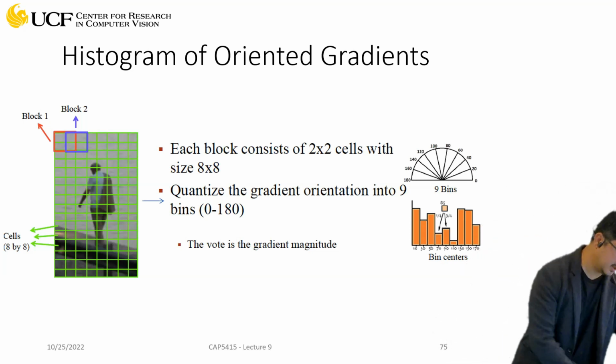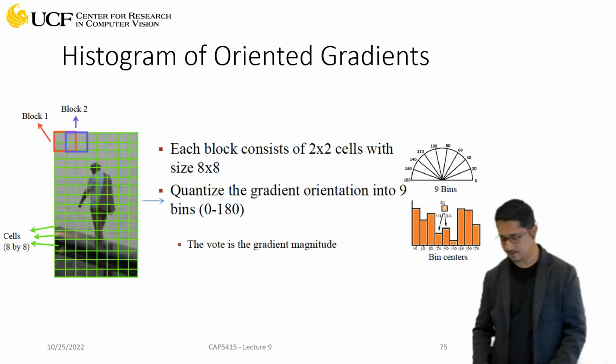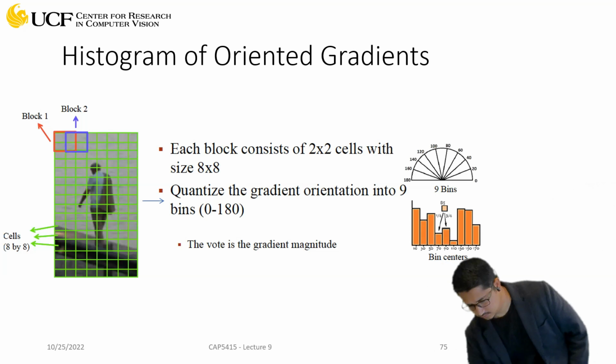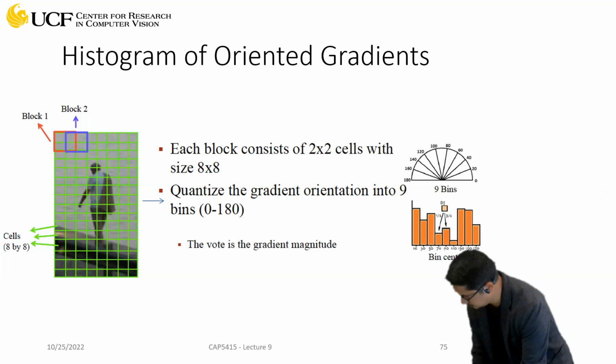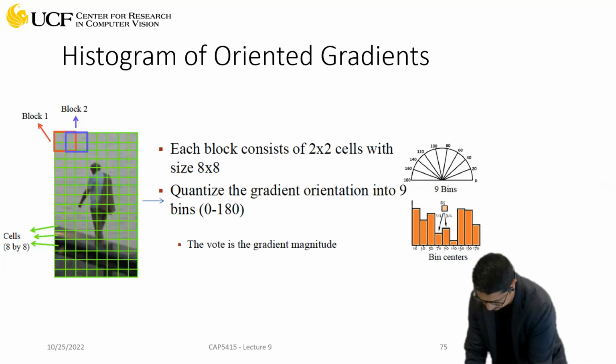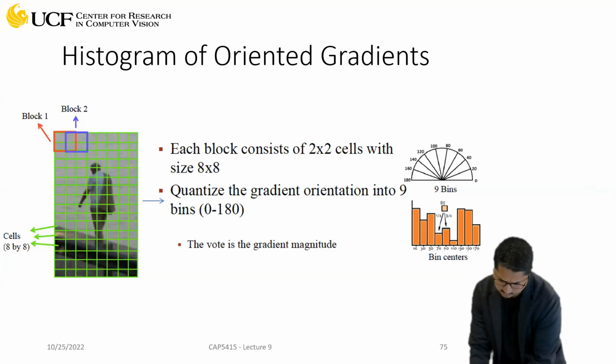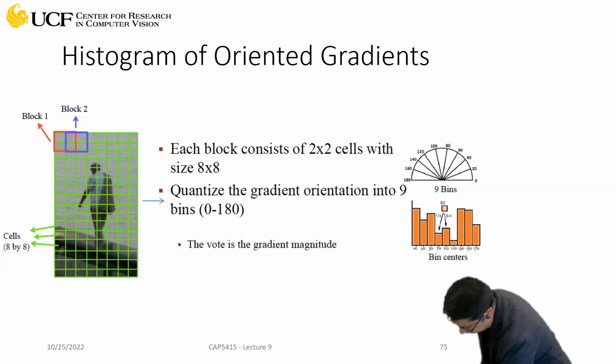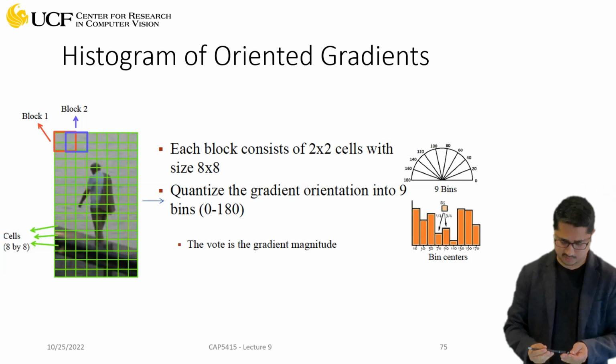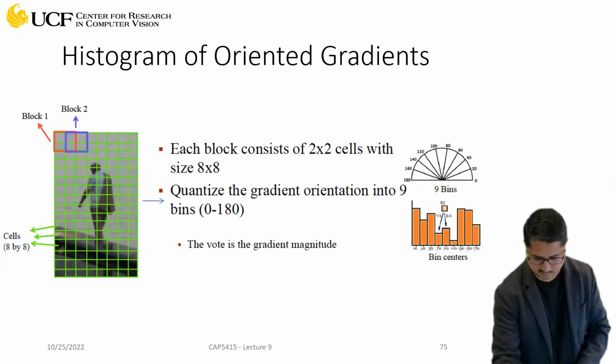No, for each cell, it's 0 to 180, right? So you can just keep concatenating it. If you have two cells, you get 0 to 180 for one, then 0 to 180 for the second. Let me just try to explain that.